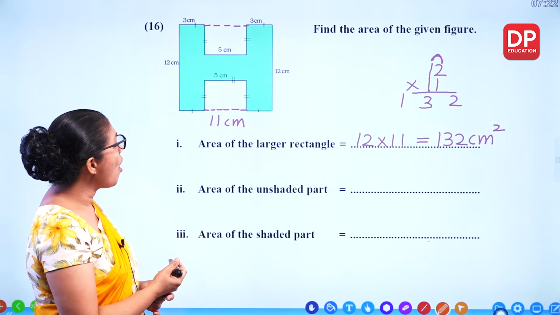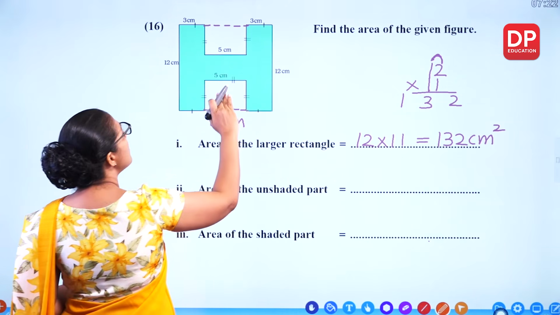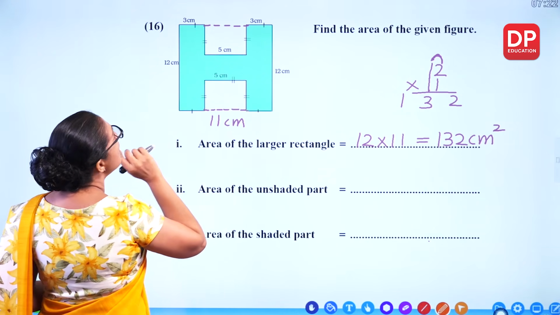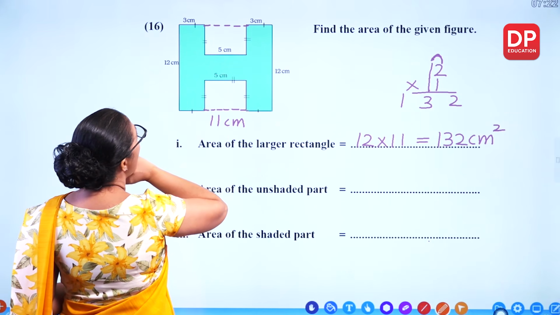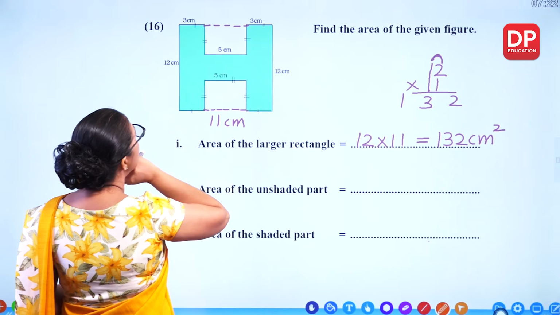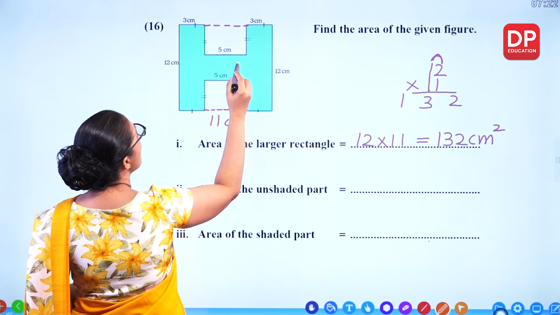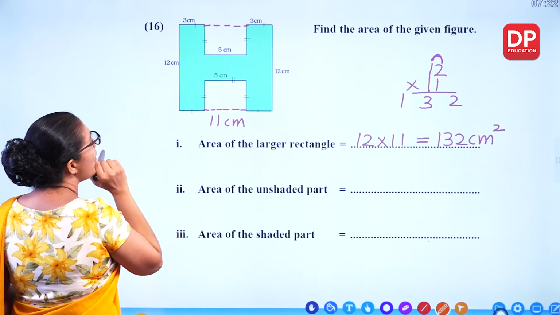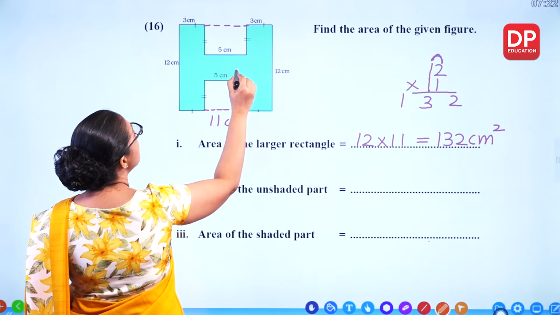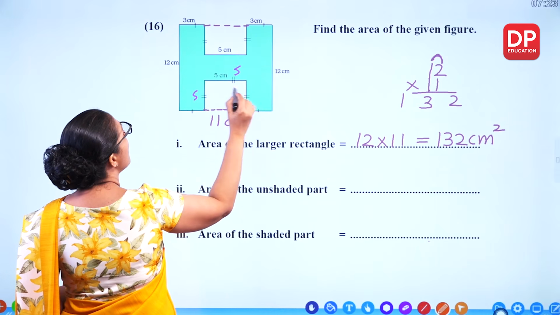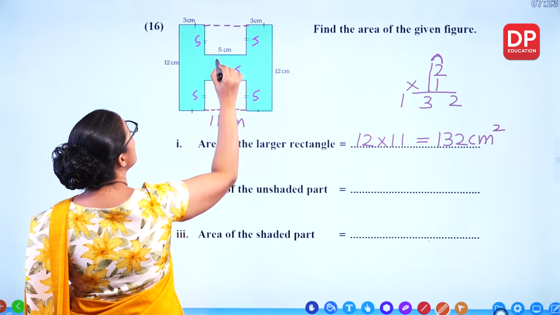So what's the area of the unshaded part? That means total area of these two. Is this equal? Just check. 5 and what's the length here? 5. All these lengths 5 given. That's a square. Here it says 5, 5, 5. That's a square actually. This is also 5, 5, 5.